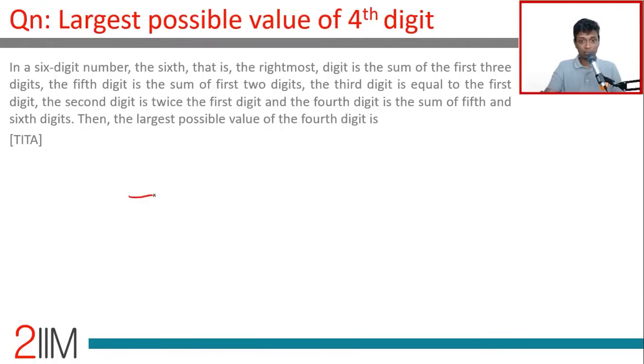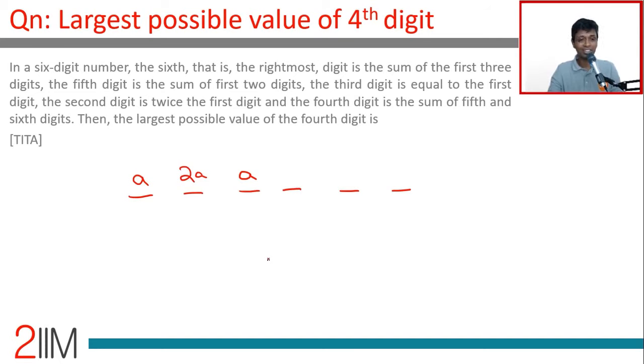In a 6-digit number, the 6th digit, that is the rightmost digit, is the sum of the first 3 digits. The 5th digit is the sum of the first 2 digits. The 3rd digit is equal to the first digit. Brilliant. I'm going to say this is A, this is A. The 2nd digit is twice the first digit, 2A. And the 4th digit is the sum of the 5th and 6th digits.